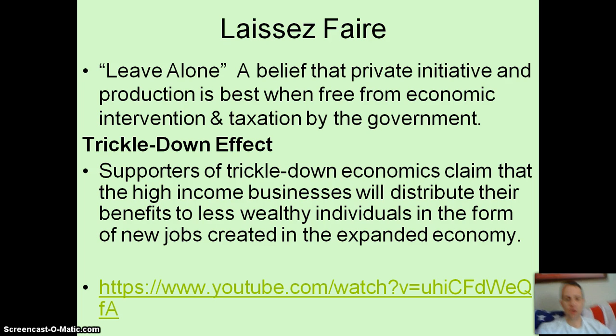Obviously, the counter argument is that it doesn't all trickle down. A lot of it ends up in the pockets of the wealthy, and it's really a tax cut that favors the wealthy at the expense of the poor. But two varying viewpoints. Like I said, they both have the same goal of achieving growth. There's just two philosophies of what the role of the government should be. Big government versus smaller government on the supply side.